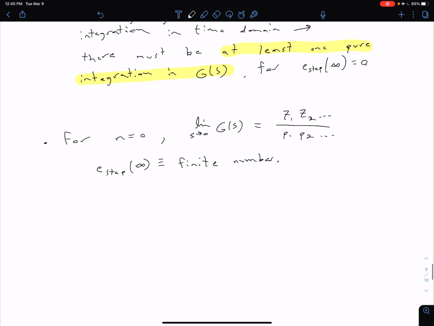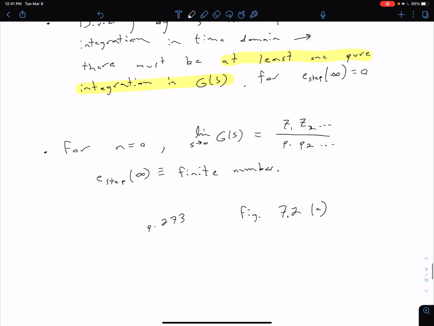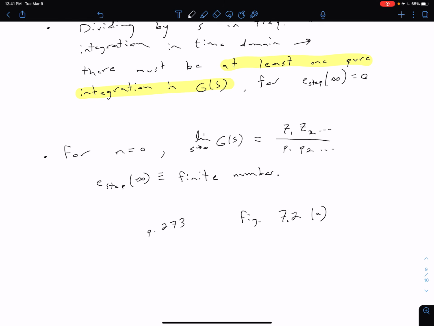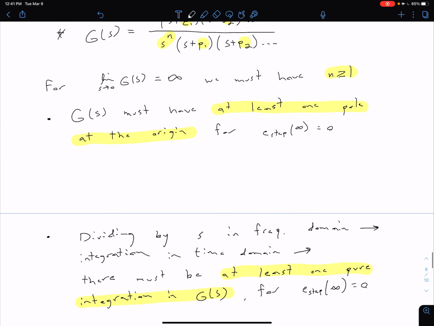And so there is a slightly different figure from what we looked at for our ramp input. If you look on page 273 in the 8th edition, figure 7.2a shows that same type of process for a unit step input. It shows the case of having a finite number for our steady state error, as well as having a zero steady state error when this n is greater than or equal to 1.